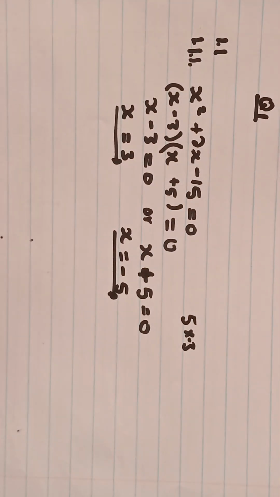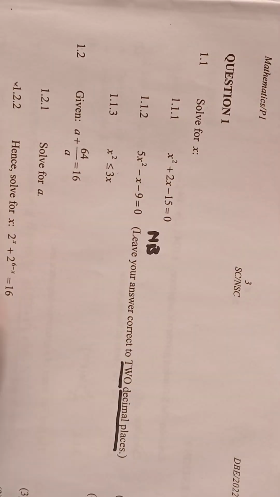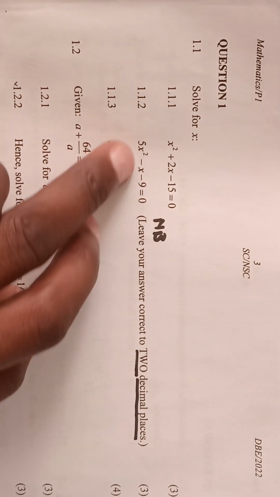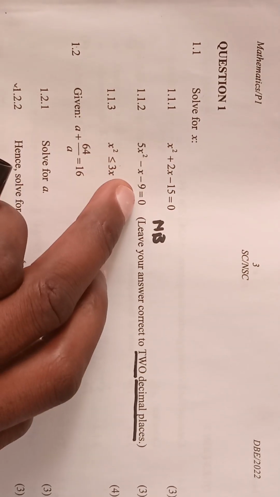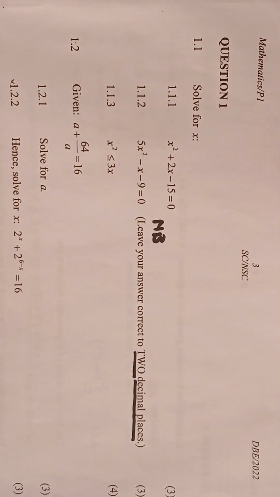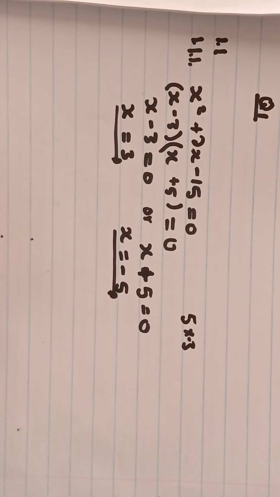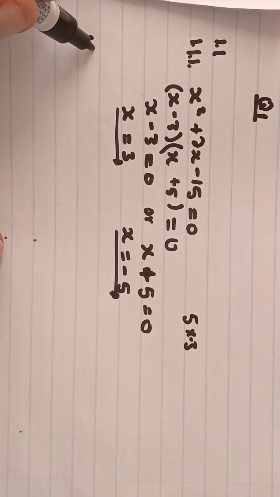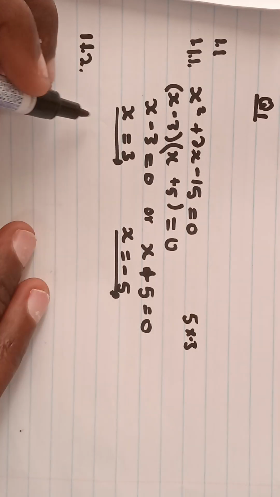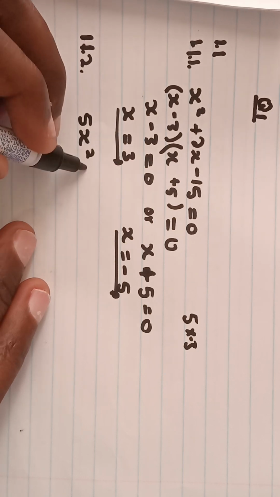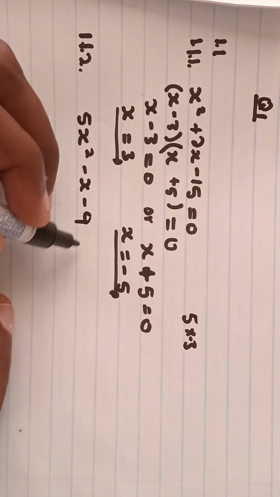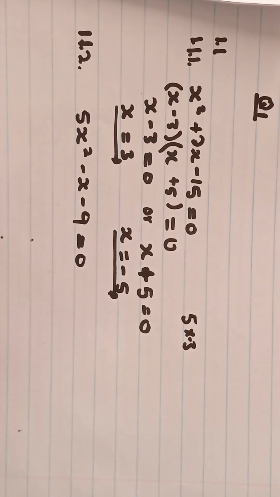And let's quickly look at the second question, 1.1.2. It says 5x squared minus x minus 9 is equal to 0. So it's not a perfect pair there. Leave your answer correct to 2 decimal places. So for 1.1.2, it says 5x squared minus x minus 9 is equal to 0, and we should leave our answer correct to 2 decimal places.